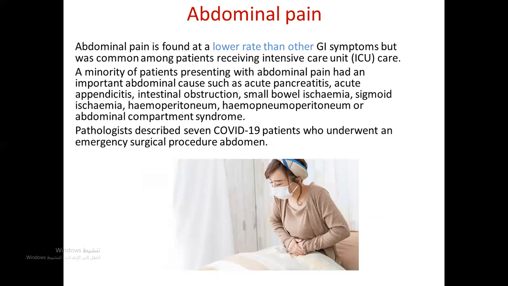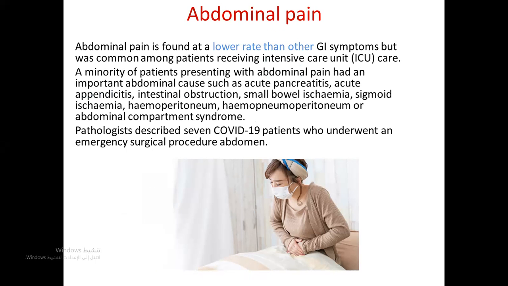Abdominal pain is found at a lower rate than other GIT symptoms. يعني من كل الـ GIT symptoms الـ abdominal pain نشوفها قليلة من مرضى كورونا. But it was common among patients receiving intensive care unit ICU care، يعني اللي عند العناية المركزية هذول أكثر الأشخاص اللي ممكن يكون عندهم abdominal pain.